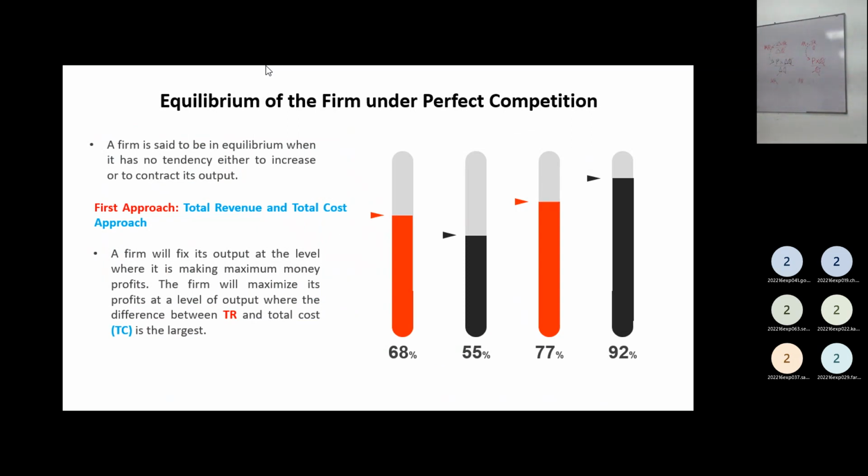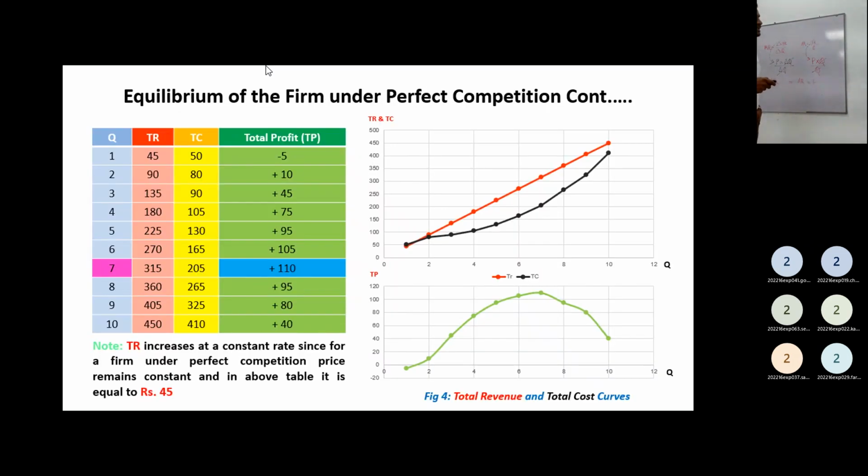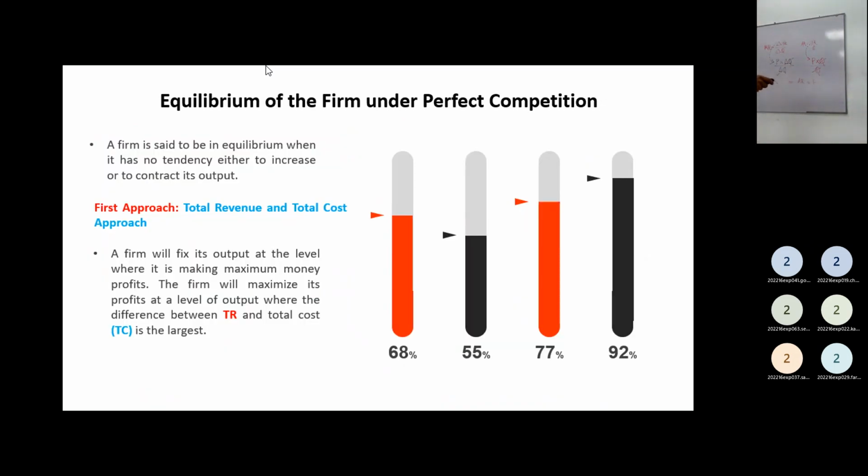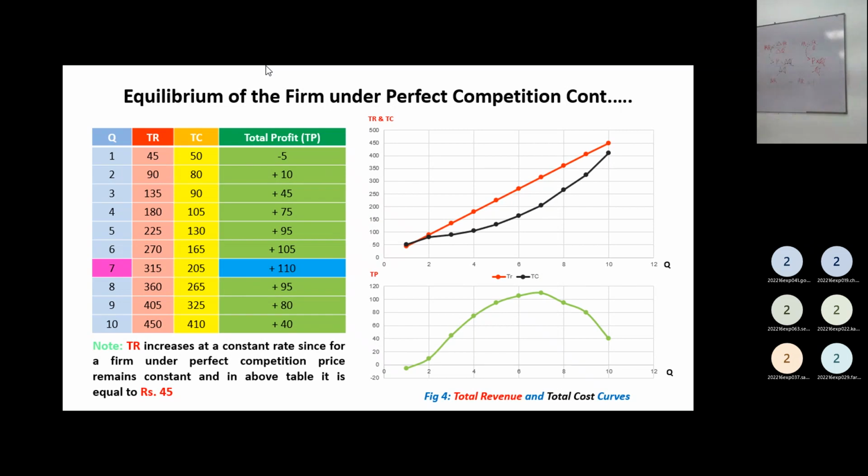Total revenue and cost approach. You could say that a firm will fix its output at the level where it is making maximum money profits. So here the maximum money profit is 110. The firm will maximize its profit at a level of output where the difference between total revenue and total cost is the largest. Simply highest profit. Clear? So this is the total revenue and total cost approach in a very simple way.